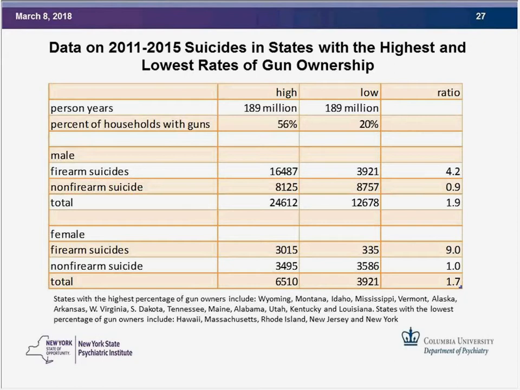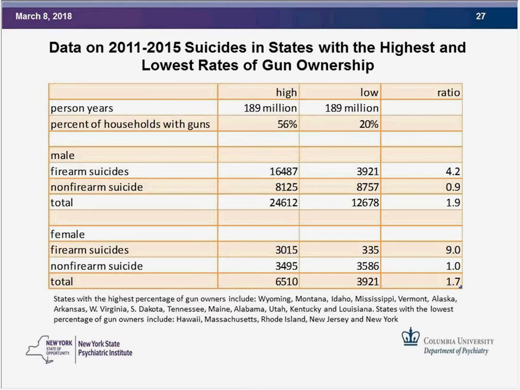This is a look at the states with the highest rates of gun ownership and comparing them to the states with the lowest rates of gun ownership in groupings so that we have about 189 million residents in each group. When you do that, the states with high rates of ownership have guns in about 56% of the homes, and the states with low rates of ownership have guns in 20% of the homes. And you see that the numbers of non-firearm suicides are roughly equal, about 8,700 men in the low ownership states and about 8,100 in the high ownership states, and for women, about 3,500 in both groups.